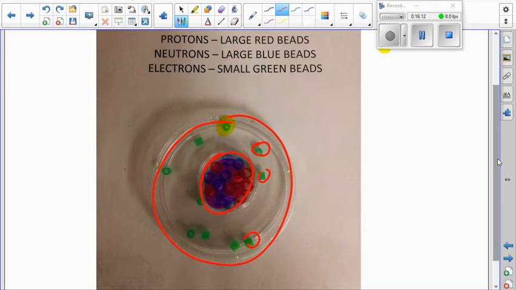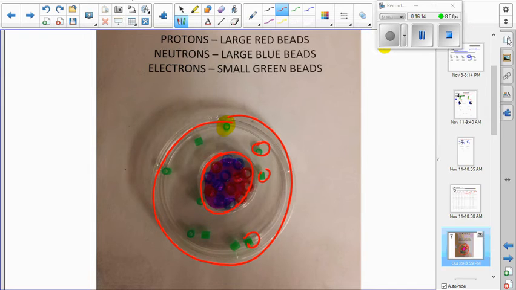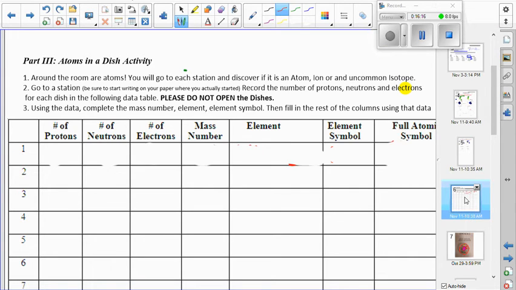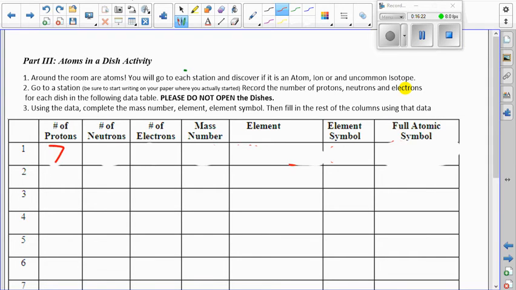So if I was doing station 1, I'm going to walk you through station 1. So here are numbers that you can actually use. Station 1, it's got 7 protons. Nice. It's got 1, 2, 3, 4, 5, 6, 7 neutrons. And 1, 2, 3, 4, 5, 6, 7, 8, 9, 10 electrons. And I'm just looking at the petri dish. I will give you guys pictures of these momentarily.